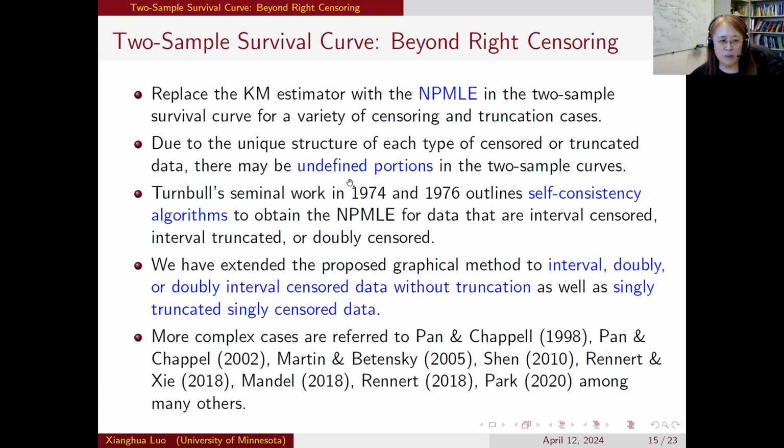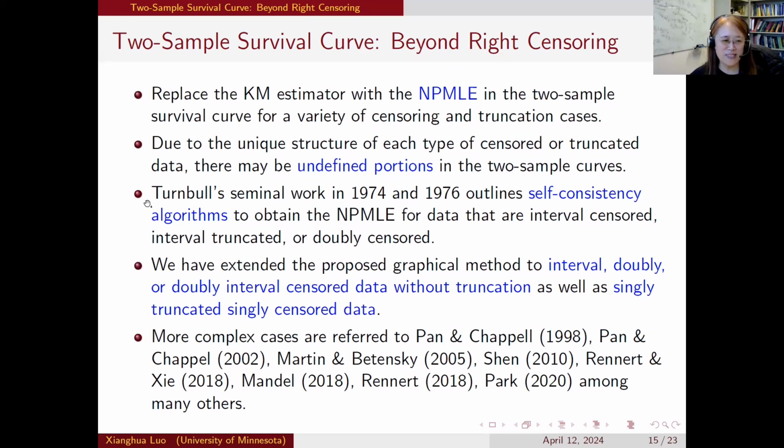But remember that due to the unique structure of different types of censored or truncated cases, there could be certain undefined portions in the survival curve estimate, right? And similarly, for the two sample curves, we will have an undefined portion as well, just carried over from the one sample estimator.